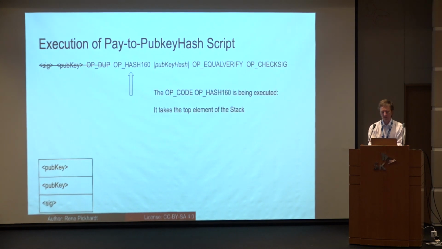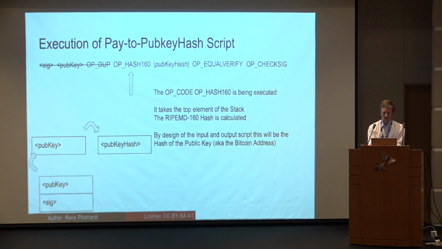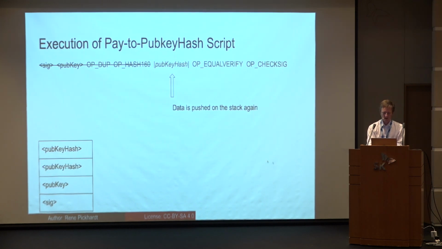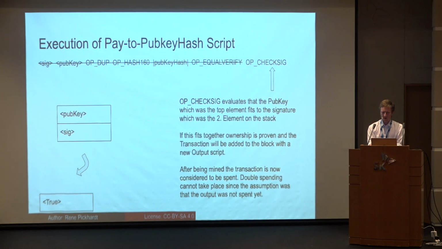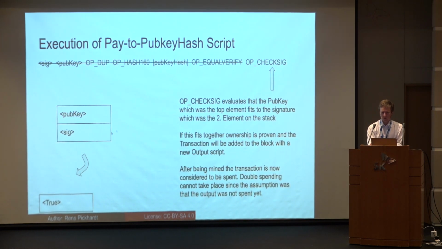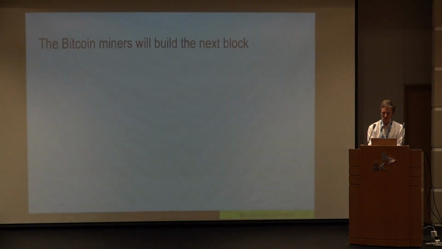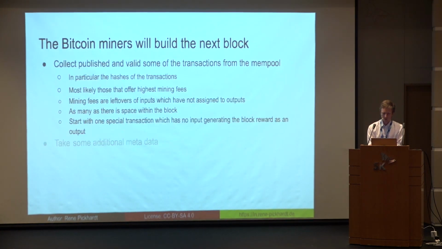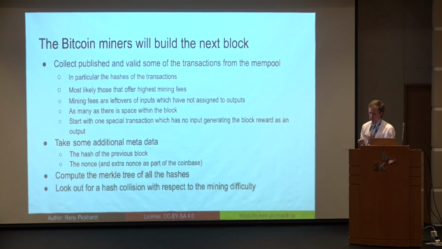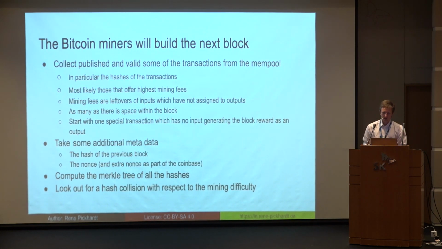So this is what I just described, waving my hands. Duplicating the public key, then hashing it, putting it back onto the stack. Then we have this actual public key hash which we've had inside. So now we have those two hashes in. Then we execute verification, and then we evaluate that the signature is correct, and then we are done. We have the correct result, which allows somebody to spend the output.